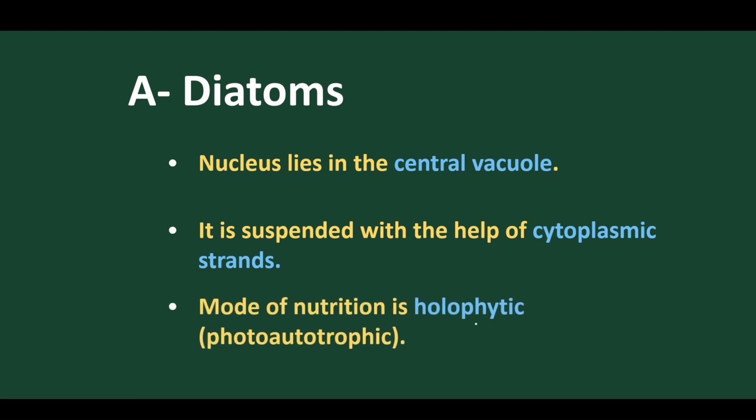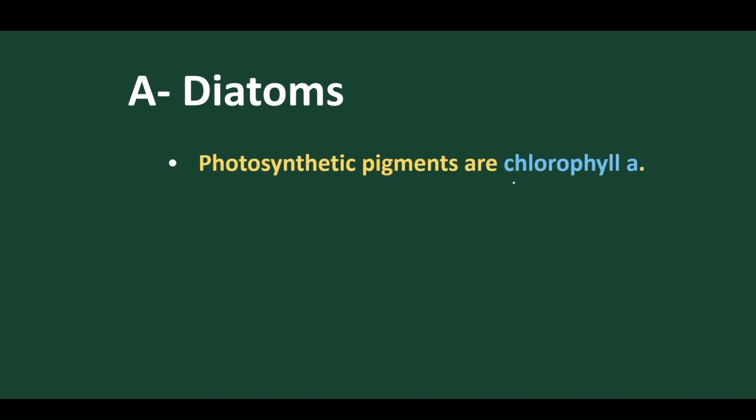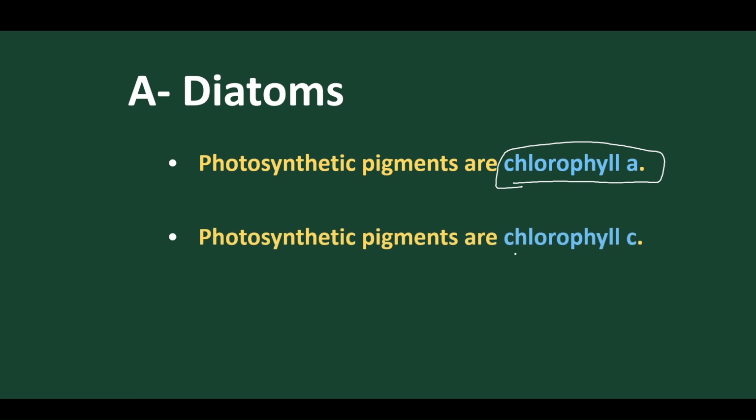Now let's move. Mode of nutrition is photosynthetic or holophytic. So the phototropic mode of nutrition is found because they do contain pigments. Let's discuss. The photosynthetic pigment present is chlorophyll A. Yes, due to this special pigment, they can prepare their own food. They also contain chlorophyll C. Very important questions. They contain chlorophyll A, and they also contain chlorophyll C.